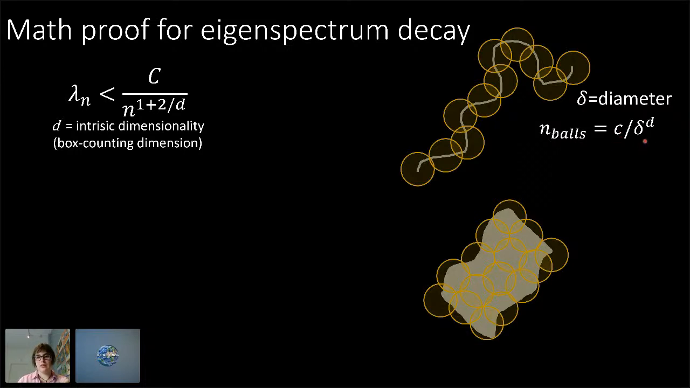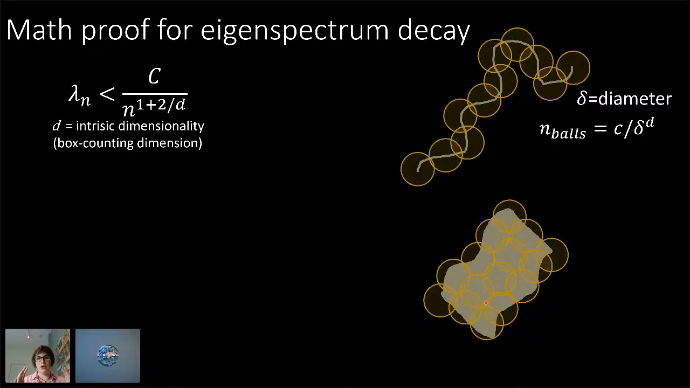So I need c over delta balls to the d, where d is 2. Oh yeah, sorry, I think I said d here. So I need 1 over delta balls on this dimension, 1 over delta balls on this dimension, so that becomes 1 over delta squared. And in this case, d is 2, because this is a 2-dimensional manifold. So this we can reformulate.